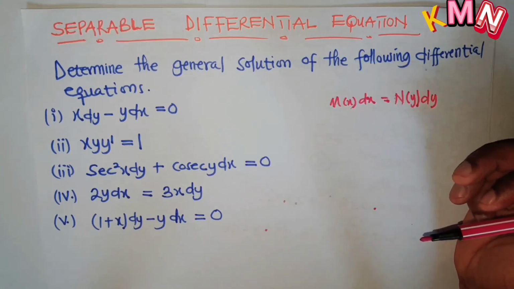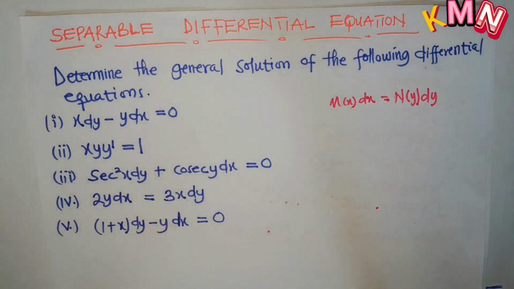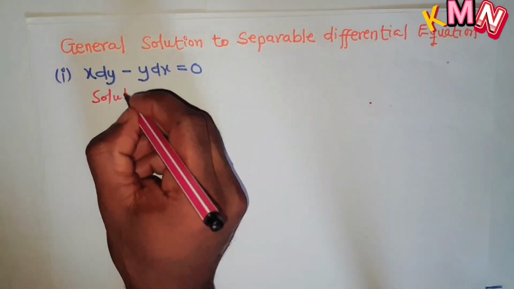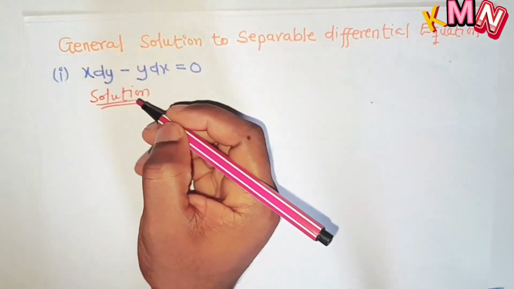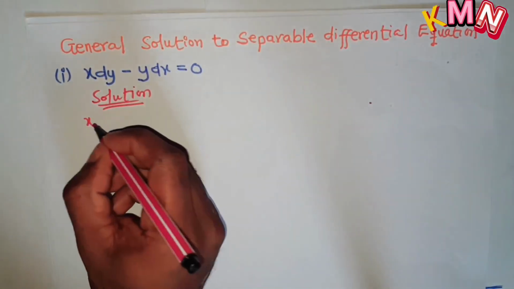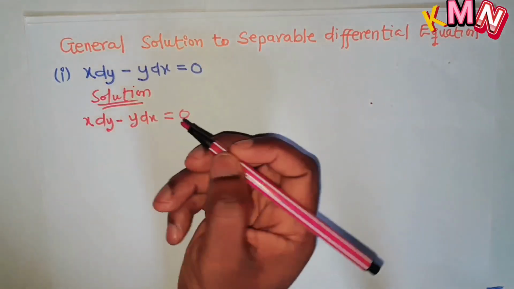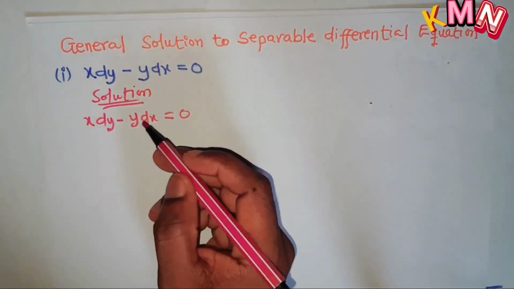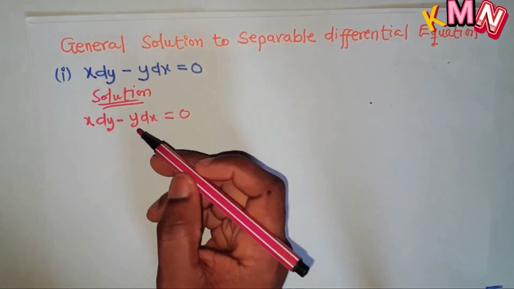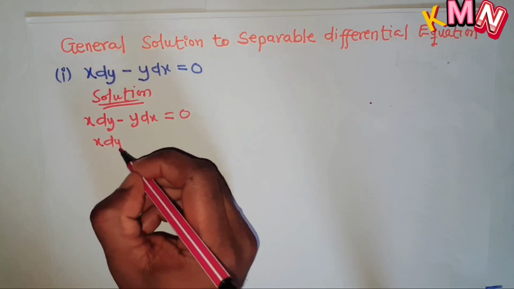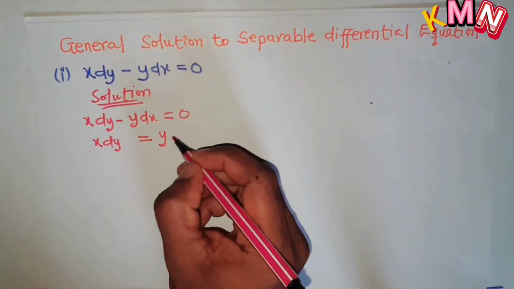So now let's start with our first example. Determine the general solution of the following differential equations. The first one that we are going to look at is x dy minus y dx equals 0. Solution. We're given x dy minus y dx equals 0. You can see clearly that we can easily separate the x and its differential from the y and its differential. So first of all, let's move this to the other side, and that will be x dy equals y dx.